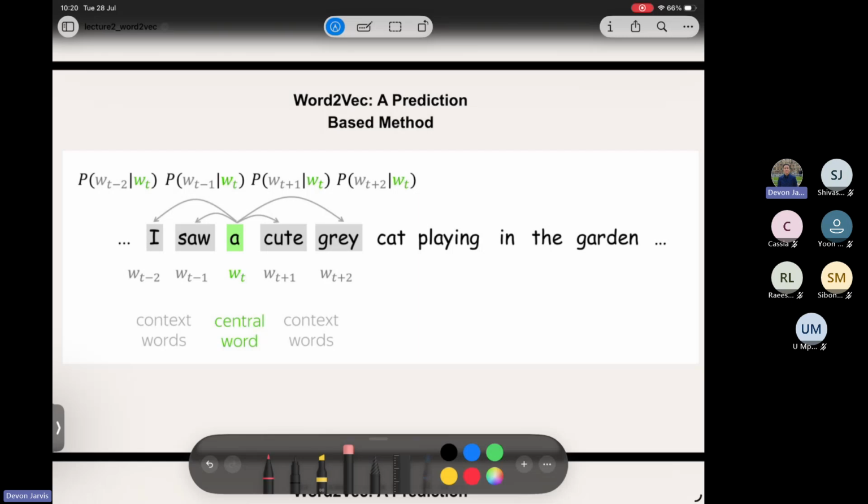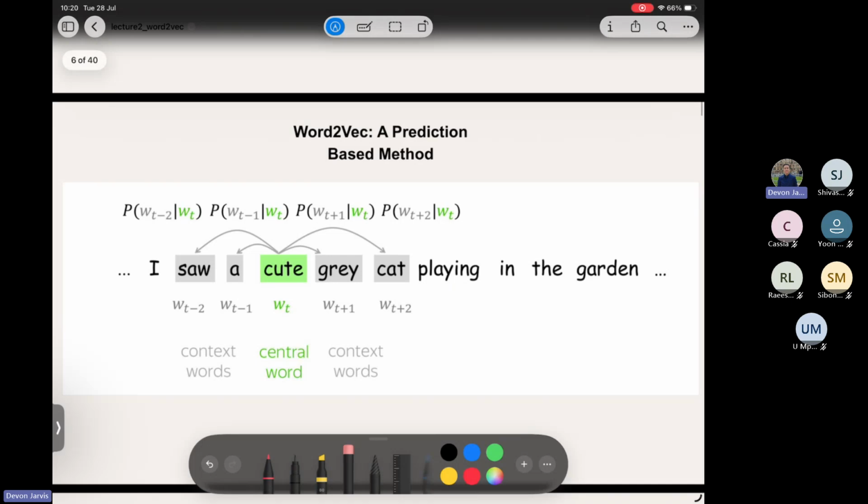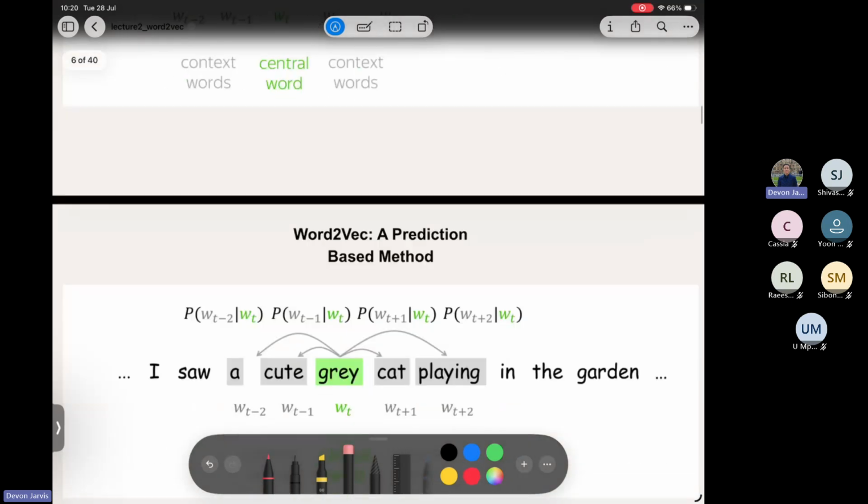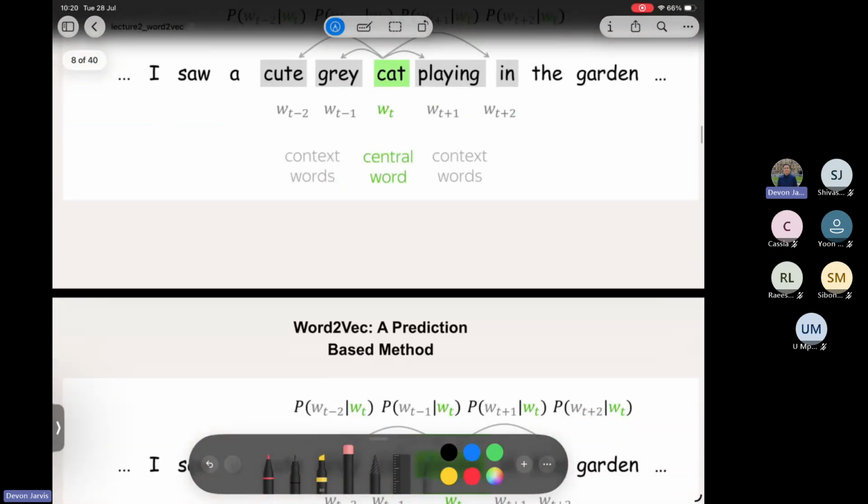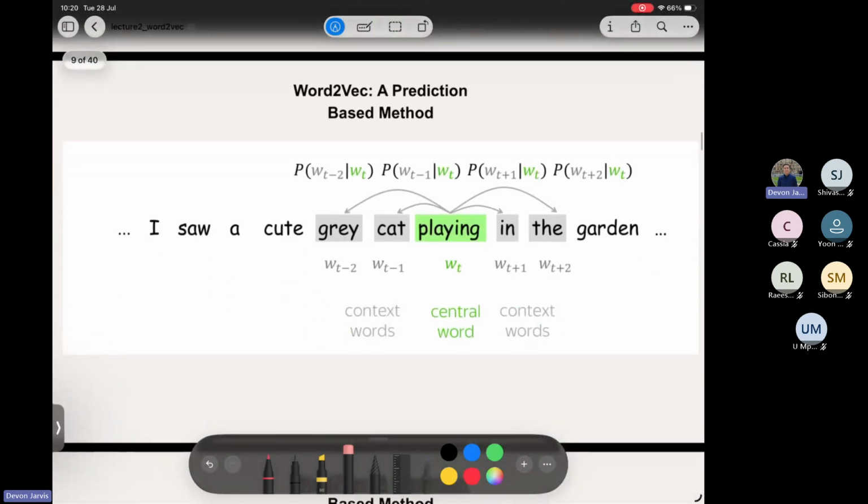Okay, so we're saying that "a" should then be followed by "cute gray." And I'm going to train my model to predict this fact. Cute, I want it to predict gray cats. All right, so I'm going to start to train those in. And slowly, after enough examples of this, we should eventually start to form a data set that has a lot of different pairings of words, and we can use it to train the model.